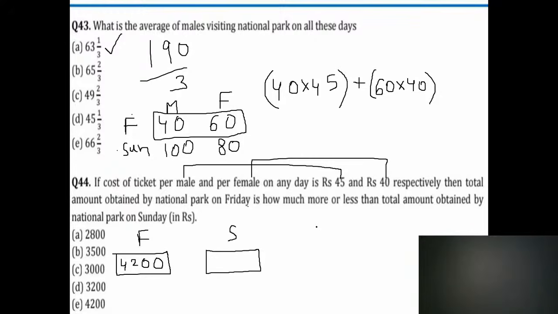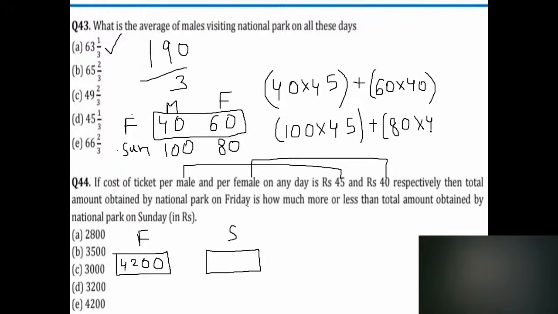For Sunday also, we should calculate in the same way. So Sunday total 100 males are there, and for each male the ticket cost is 45 rupees. 100 into 45. Next, 80 females are there. So for each female the ticket cost is 40 rupees. 80 into 40. This is about the total price of Sunday.